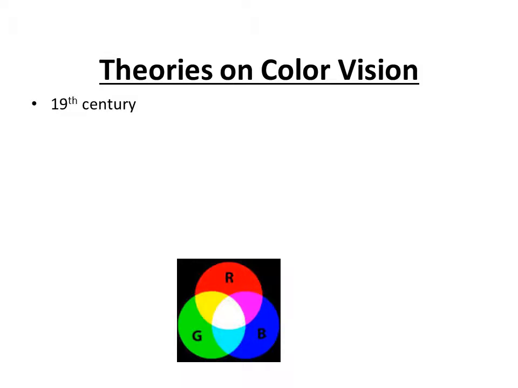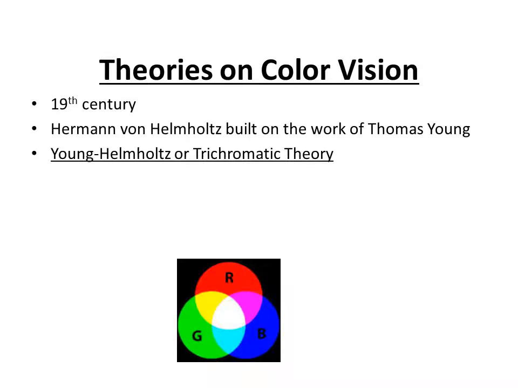All right, the first one we're going to look at is the Young-Helmholtz or trichromatic theory. In some situations you may see it titled as Young-Helmholtz. Others you may see it as trichromatic theory. You need to know it's the same theory of why we see certain colors. So people came up with ideas of how we interpret or understand color.